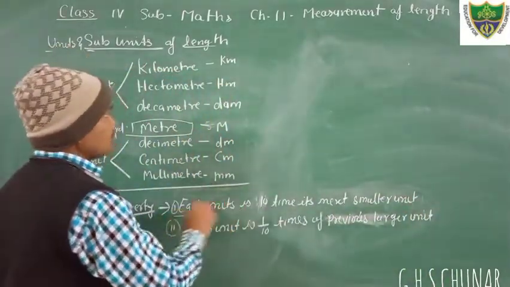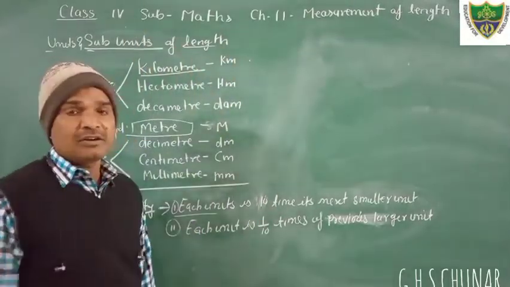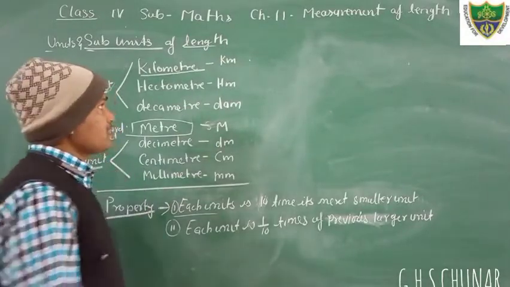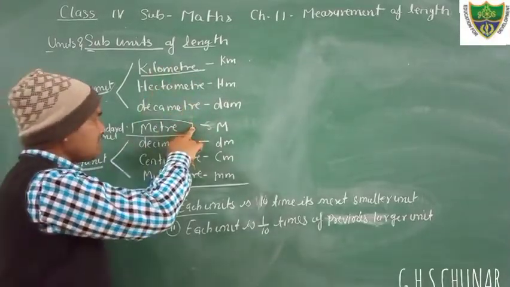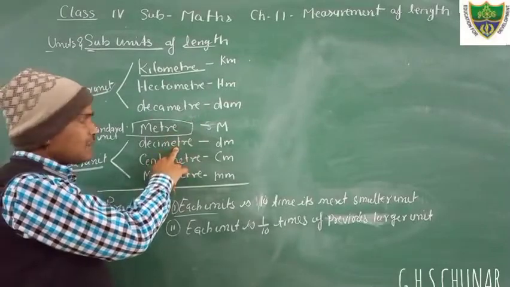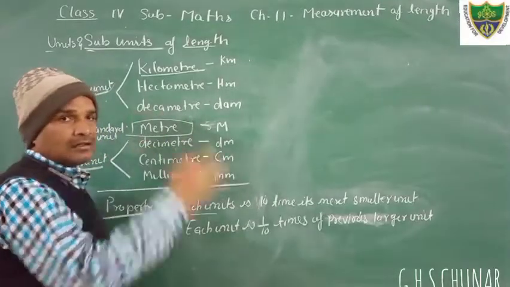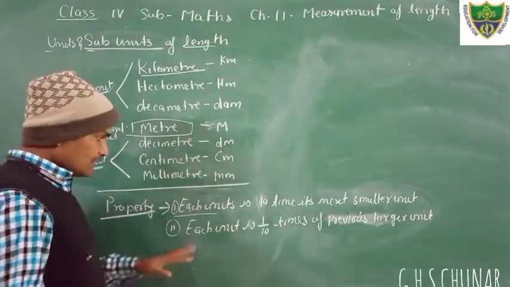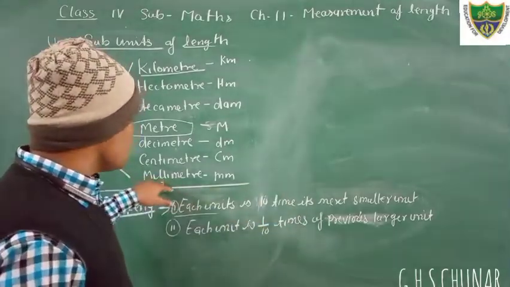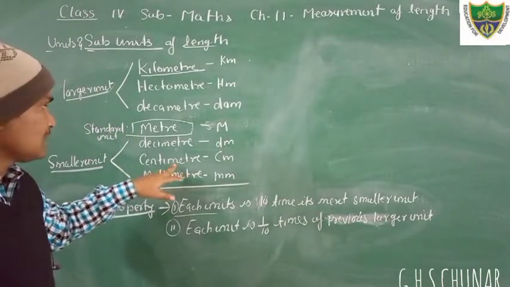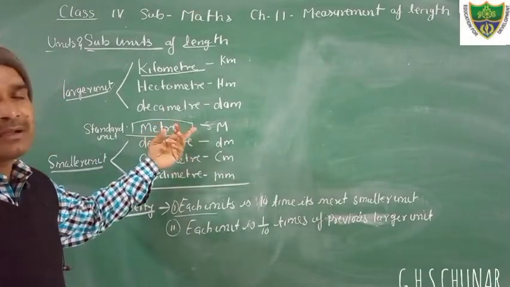According to the first property, each unit, that is kilometer, is 10 times the hectometer. Kilometer is 10 times the hectometer, hectometer is 10 times the decameter, decameter is 10 times the meter, meter is 10 times the decimeter, decimeter is 10 times the centimeter, and centimeter is 10 times the millimeter. And each unit is 1/10 times of the previous: millimeter is 1/10 of the centimeter, centimeter is 1/10 of the decimeter, and decimeter is 1/10 of the meter.